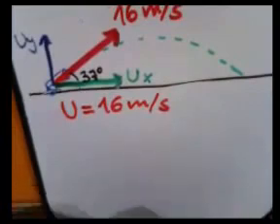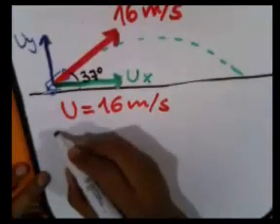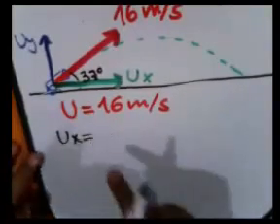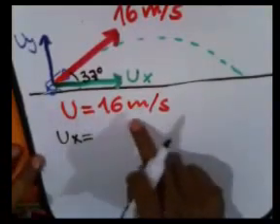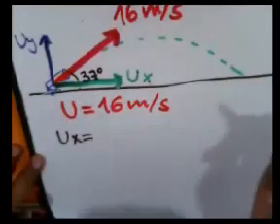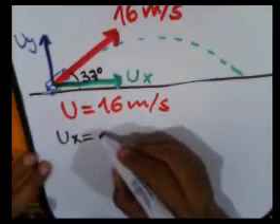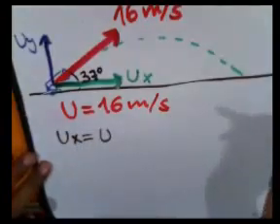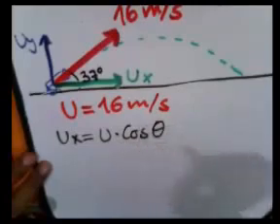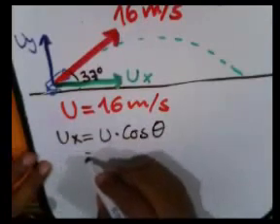Okay, so I want to find the value of ux, the x component of the velocity. I need to know how much of this 16 will go into the x-axis. How do I do that? It's very simple. I just multiply u, which is the vector in this case, times the cosine of the angle. So let me just put numbers into that.